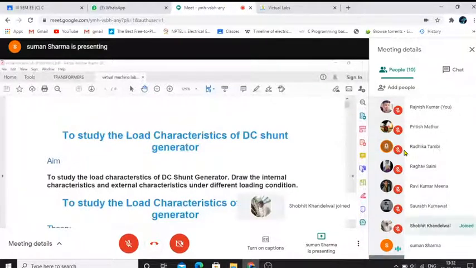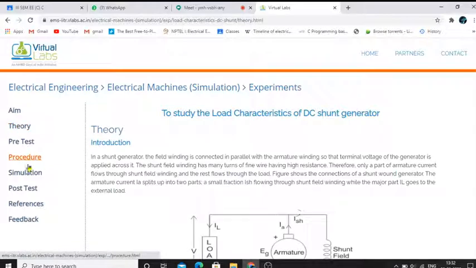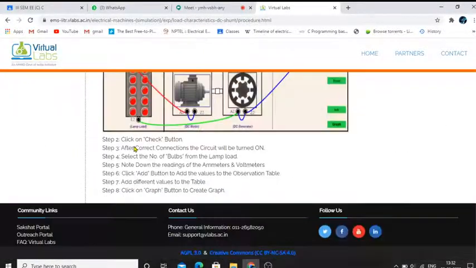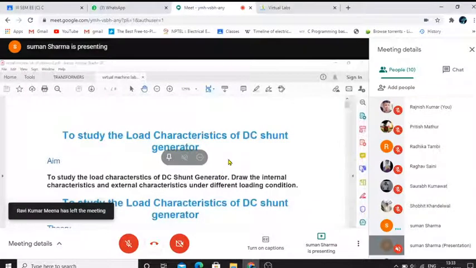That is, we have to draw the internal characteristics and external characteristics under different loading conditions. We will vary the load and observe what the internal characteristic and the external characteristic are. Yesterday we studied the characteristics of the DC generator.